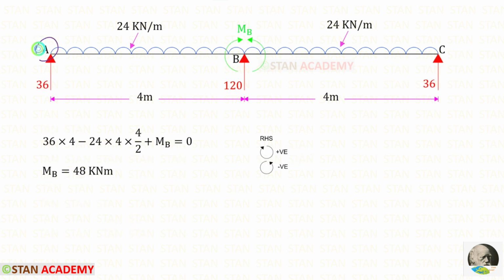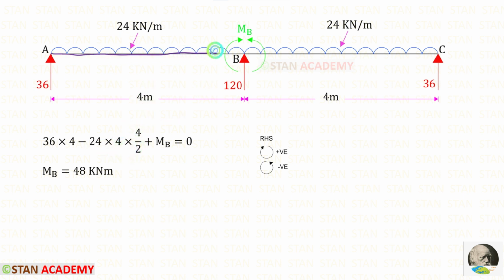Now from point A, let us take a moment about B and find the moment at B, MB. Let us assume that MB is a hogging moment. We have to follow the right-hand side rule. Clockwise will be positive and anti-clockwise will be negative. RA is acting in the clockwise direction so it will be positive and the distance is 4. The UDL is acting in the anti-clockwise direction so it will be negative. With the UDL we have to multiply the distance and then the distance by 2.